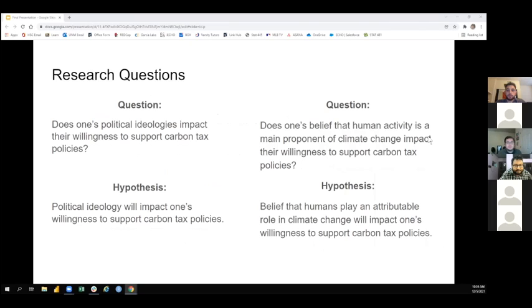We've got two main research questions here. The first being, does one's political ideology impact their willingness to support carbon tax? With that, our hypothesis is political ideology will impact one's willingness to support carbon tax policies. Our second main question is, does one's belief that human activity is a main proponent of climate change impact their willingness to support carbon tax policies? Again, our hypothesis being belief that humans play an attributable role in climate change will impact one's willingness to support carbon tax policies.